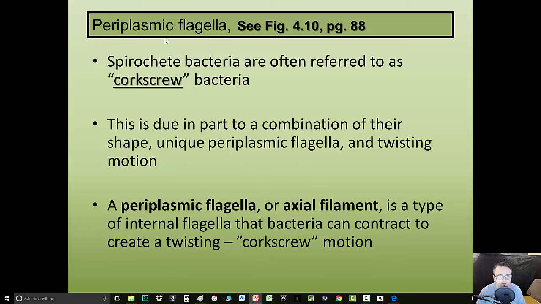Now, another variation of a flagella, which is not really an arrangement, but more of a unique characterizing feature, is one that I talked about earlier. And there's 2 names for it, so I provided the second one here.